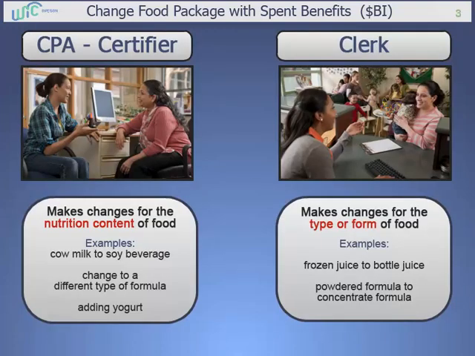Remember, the CPA, not the clerk, needs to make most changes to the food package. The CPA makes the changes when the change involves the nutrition content of the food, like changing from cow milk to soy beverage, changing to a different type of formula, or adding yogurt. The clerk can make the change when the change involves the form the food comes in, for example, frozen or bottled juice or powdered or concentrated formula. All of these changes can be made over the phone.